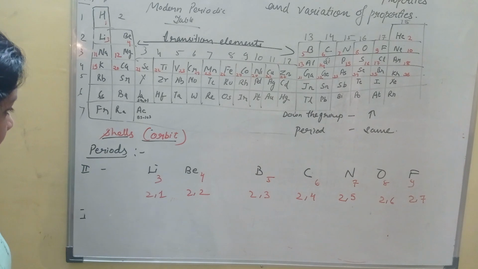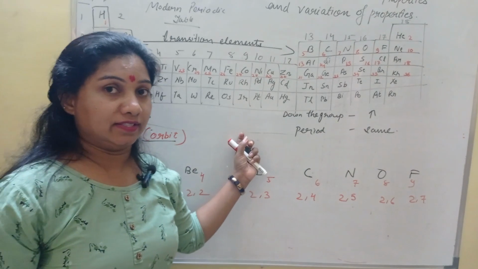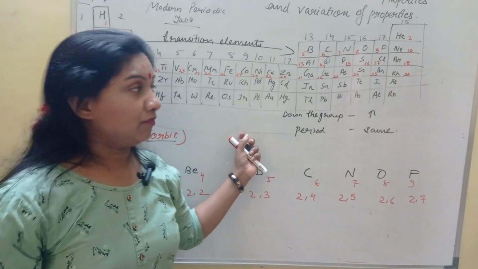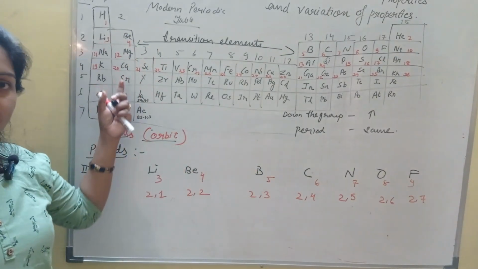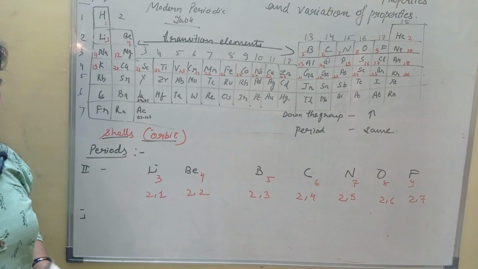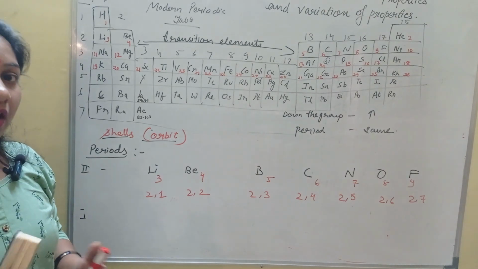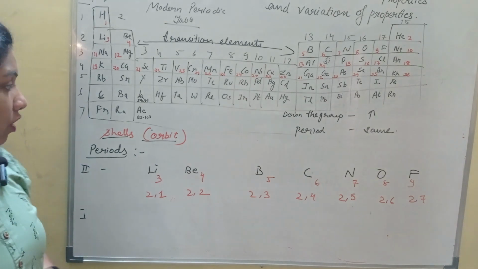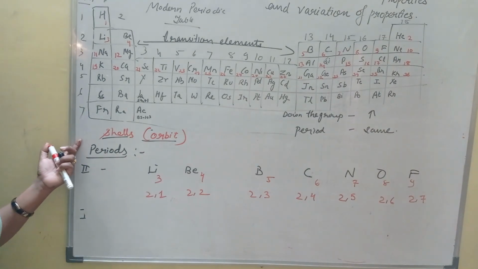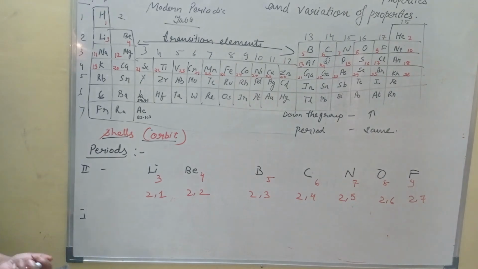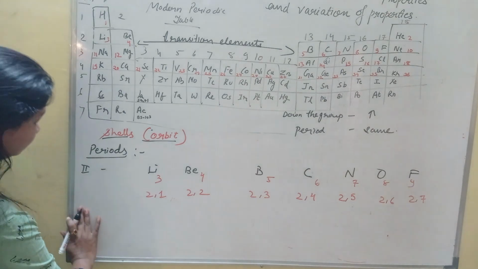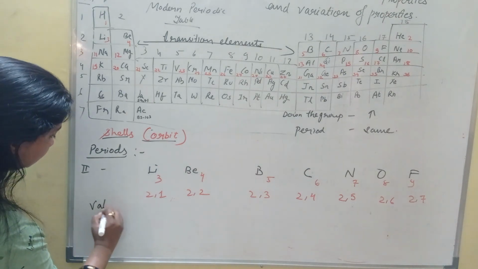Next is valency. We have to see valency. See, you all are familiar with valence shell electron. And valence shell electron we have seen, it is the number of electrons present in the last orbit or the outermost orbit. That is the valence shell electron. But valency is different. See, valency.